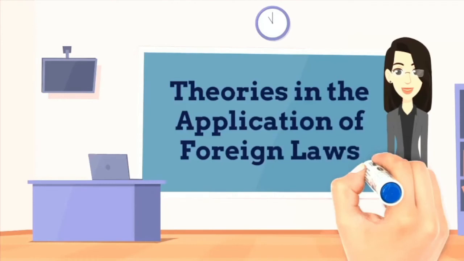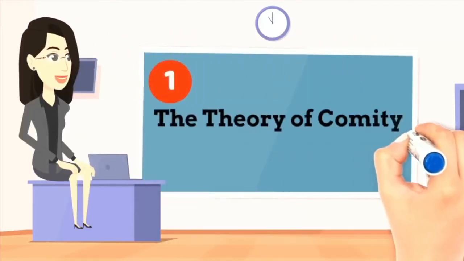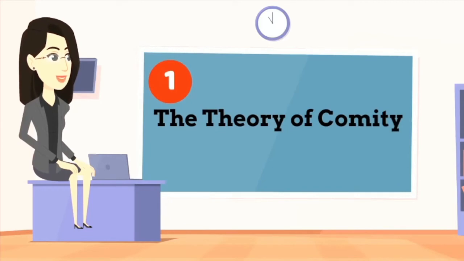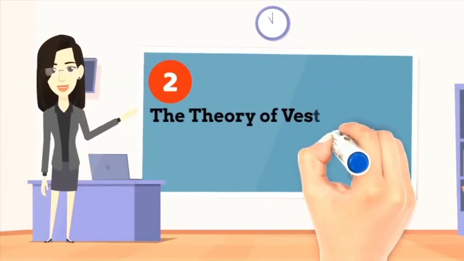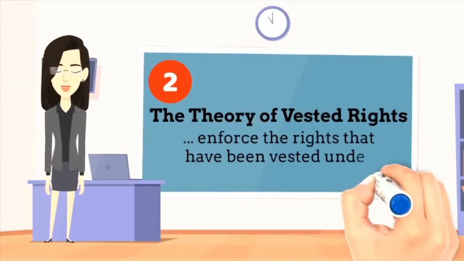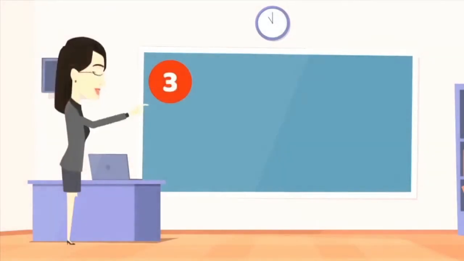Theories in the application of foreign laws. Number 1, the theory of comity. Under this theory, we apply the foreign law because of its convenience, and finally, because we want to give protection to our citizens. Number 2, the theory of vested rights. Here, we seek to enforce not the foreign law itself, but the rights that have been vested under such foreign law. Third, the theory of local law.